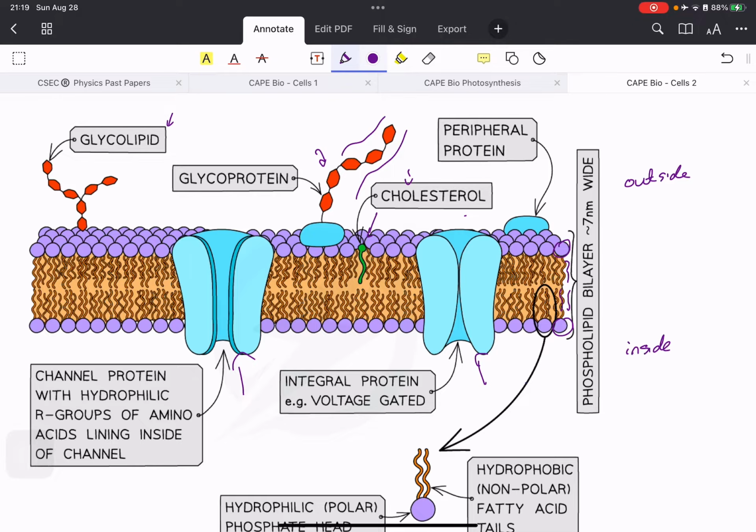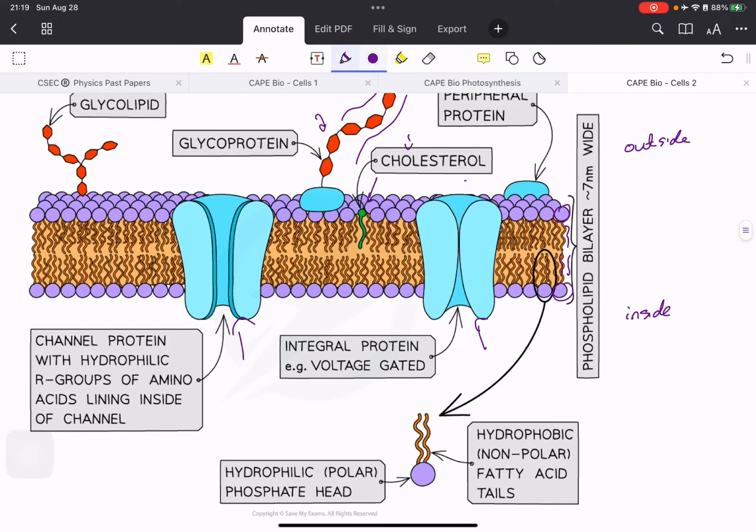All right, and then there are channel proteins and integral proteins, also known as voltage-gated proteins, and we'll do more of these when we go into transport across the cell membranes, which we'll do now. So there are many different ways in which materials can be transported. There's diffusion, we know about diffusion. Then there's protein-assisted transport, also called facilitated diffusion. Now you may not have heard about facilitated diffusion, right?